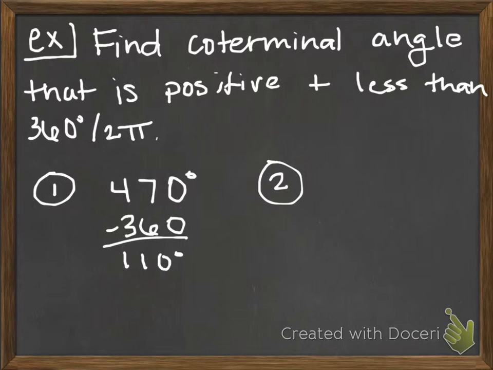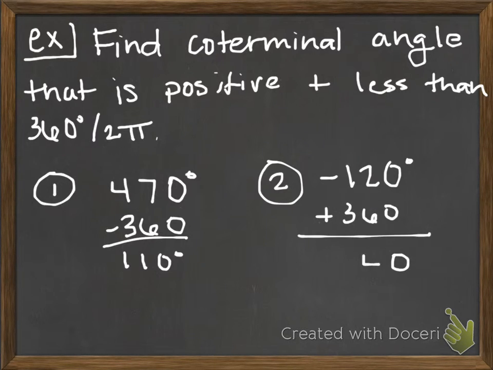Example 2, I have a negative 120 degrees, and I want a positive coterminal angle that's less than 360. Right now my angle is less than 360. However, it's not positive. So now I'm going to be adding 360. So a positive 240 degrees would fall in the same spot as a negative 120. That's how you do this in degrees. Keep the same directions and just build off of this problem. I'm going to put number 3 and 4 on the next page. They're just going to be radians.